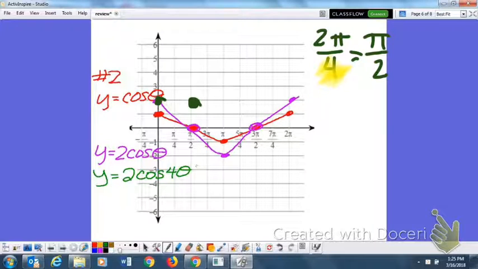Okay, so let's do something that I know is easiest. If I take pi and divide it by 4, what do I get? We just get pi over 4. So that means instead of having a point at pi and negative 2, you're going to move it to pi over 4 and negative 2.